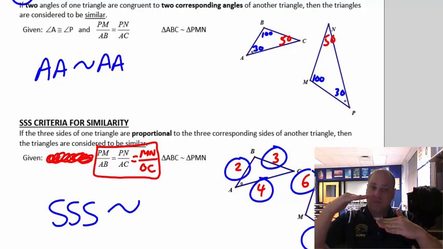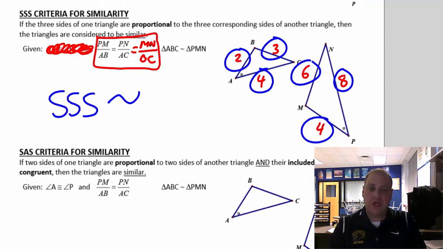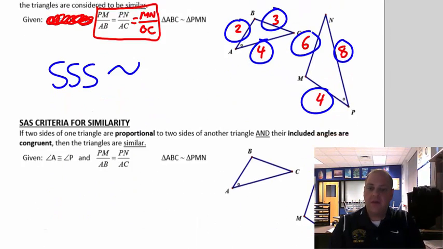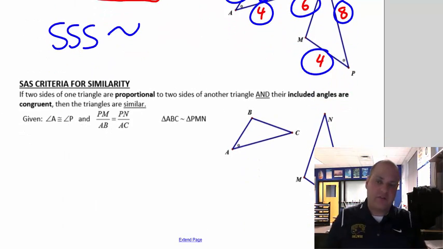This side is the same length as this side. They're the same length, okay? We are not talking about congruent, just proportional. If the sides are proportional, the same ratio, then I have SSS similarity. Back up here, this one was AA similarity. This is SSS similarity. The last way to prove triangles similar is SAS similarity.